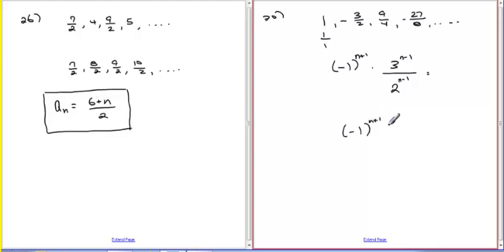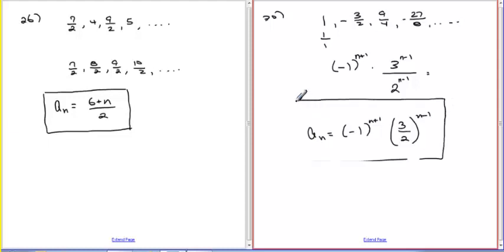But I could take this and combine them into one term because they have the same exponent. So I get (3/2) to the n minus 1. So here I'll have (3/2) to the 0, which is 1, any number to the 0 is 1. And then when n equals 2, I get (3/2) to the first power, (3/2) to the second power, (3/2) to the third power. So that would be the next expression.